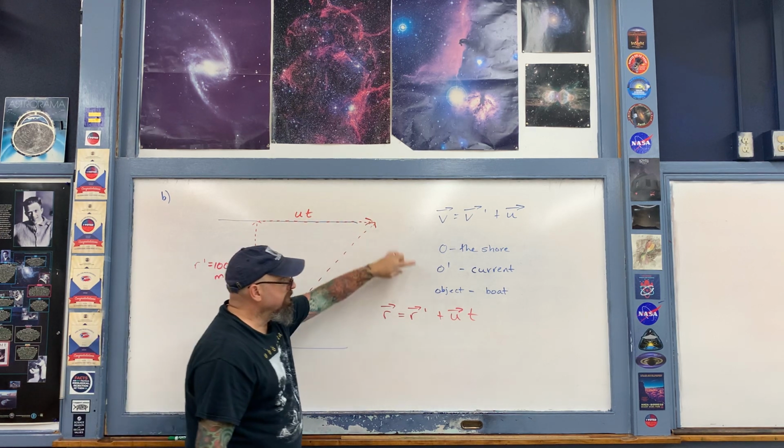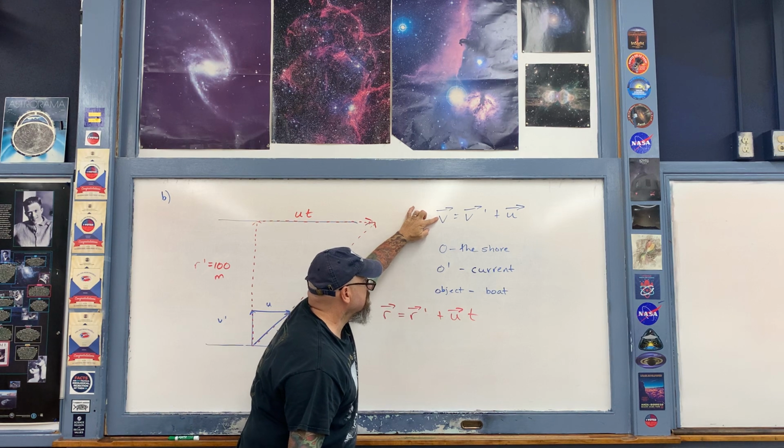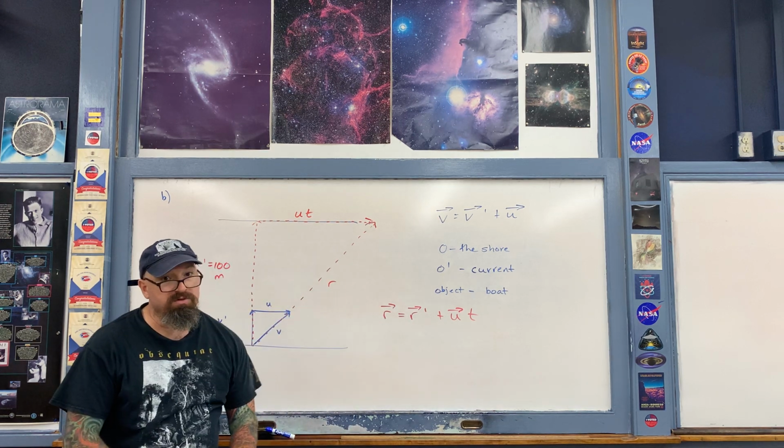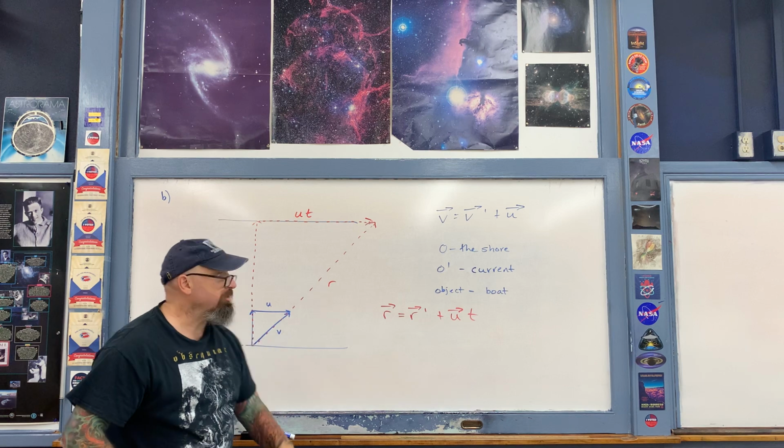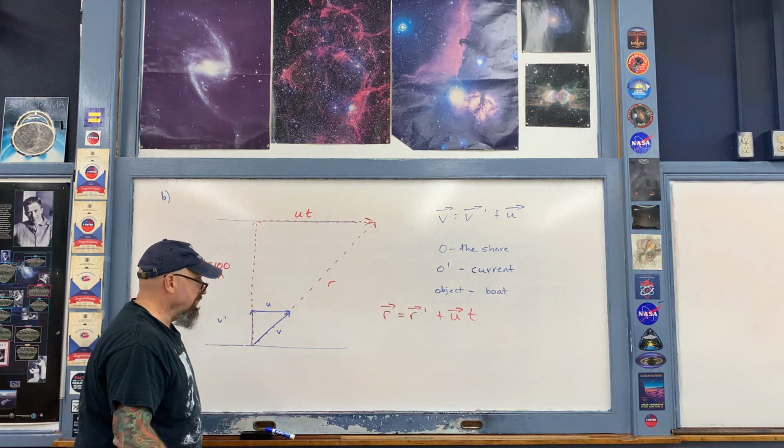So if you just take the blue vector triangle for the velocity and multiply it by time, that then gives you the position transformation expression. That gives you this red vector triangle.